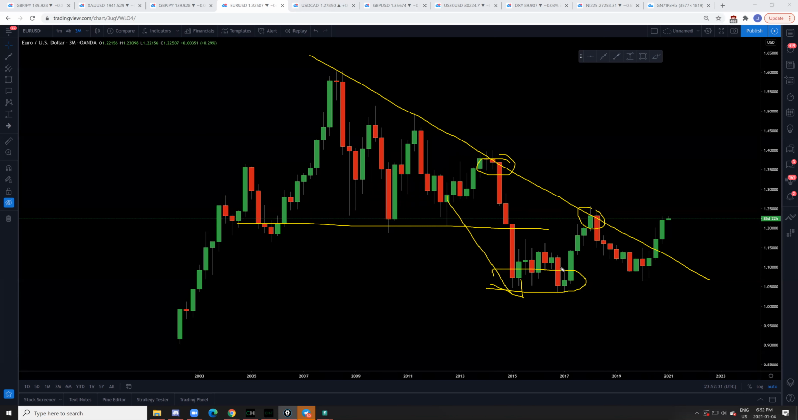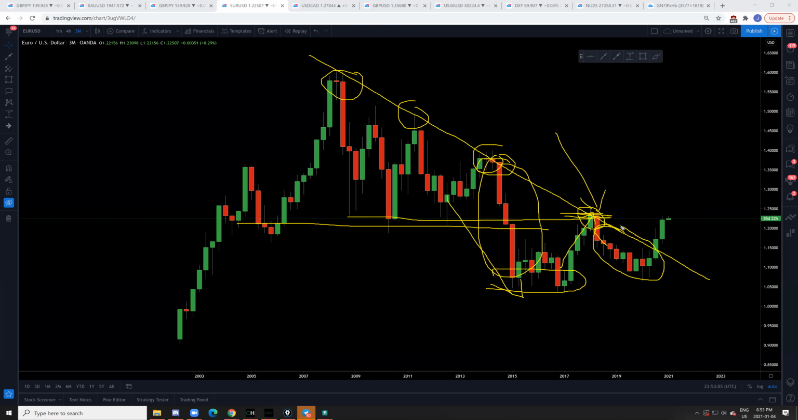From this point, you get a pullback that does a 50% correction of this impulsive move, but fails to break higher and fails to break this bearish market structure because Brexit is still lingering and there's still a lot of overall negative factors on Euro's economy, such as Brexit for one, and another one was the Euro-US trade war that was starting to emerge, and then of course COVID, okay?